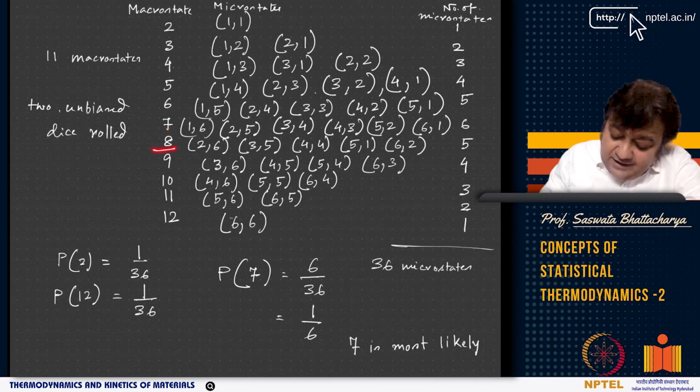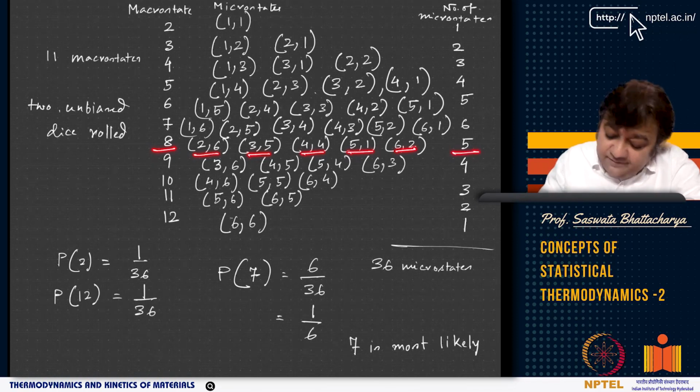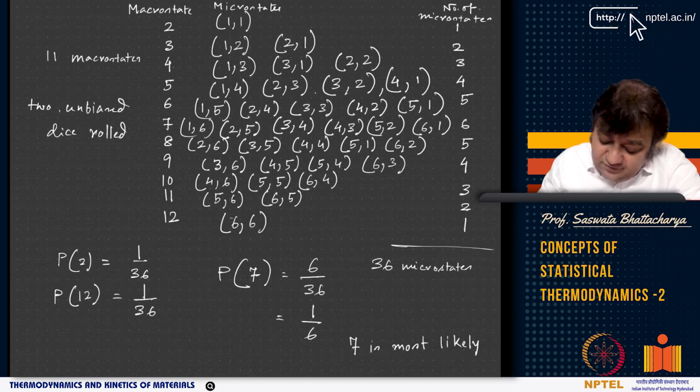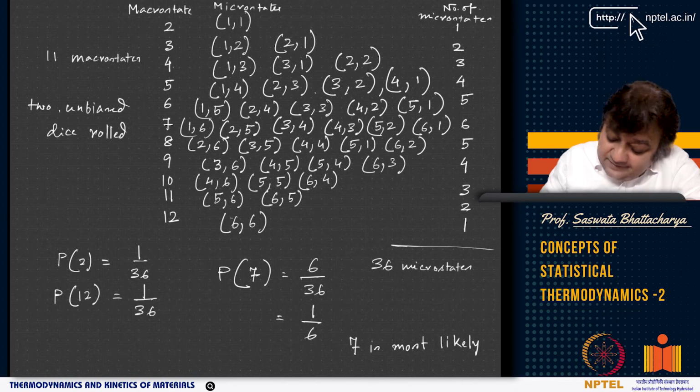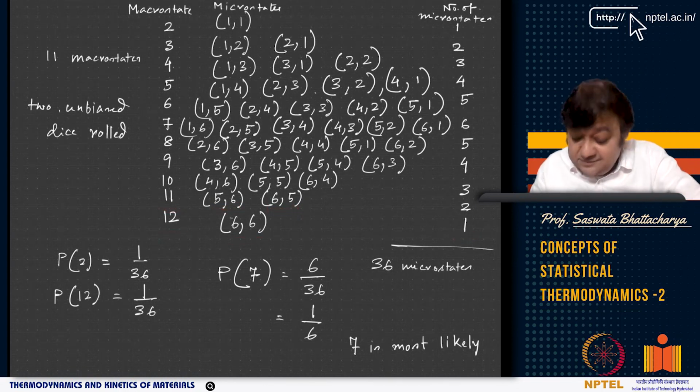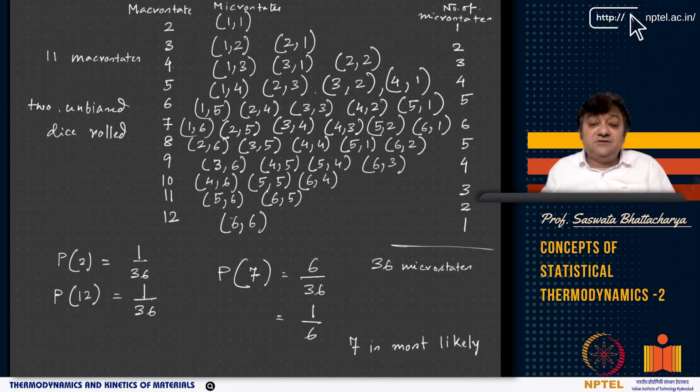For the macrostate of 8, you have 2-6, 3-5, 4-4, 5-3 and 6-2. Again 5. Then it starts reducing. For 9, it is 4. For the macrostate of 10, the number of microstates possible is 3: 4-6, 5-5 and 6-4. You cannot get any other combination when you roll 2 dice. For 11, it is 5-6 and 6-5. And for 12, again, one single microstate. So the total number of microstates possible is 36, right?